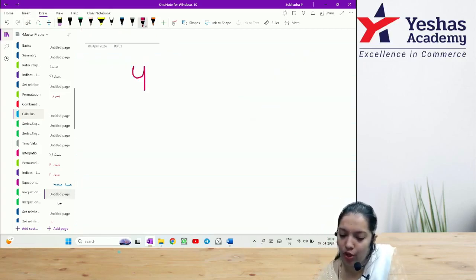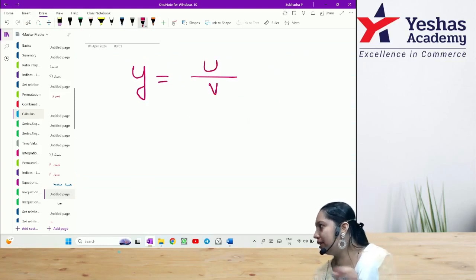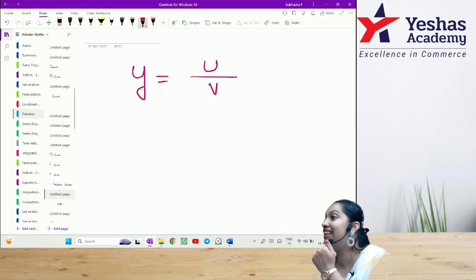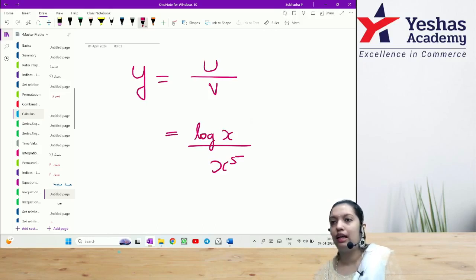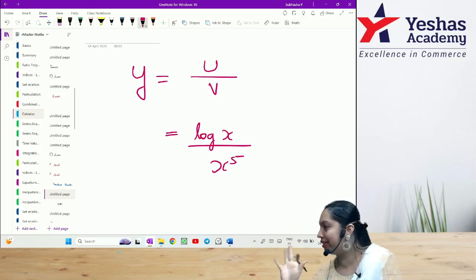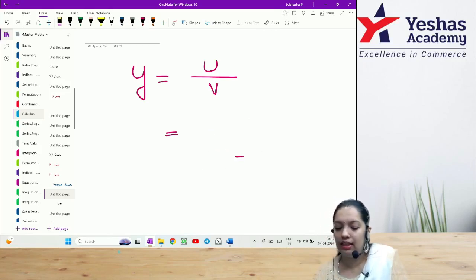When I give you a function which is of the format u divided by v, that means two different functions are getting divided. Ma'am, example, log x is getting divided by x power 5. Ma'am, can we cancel x and x? That is not known as division. When division comes like this, you will apply the formula.